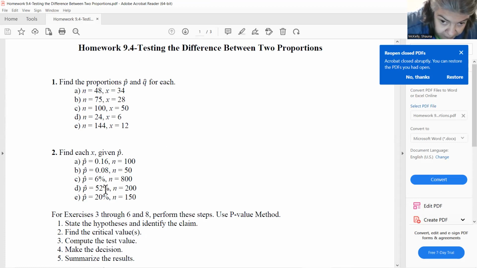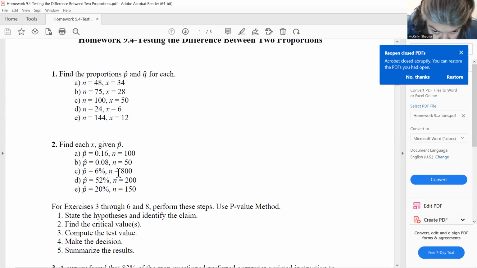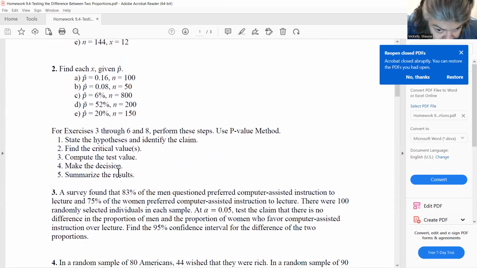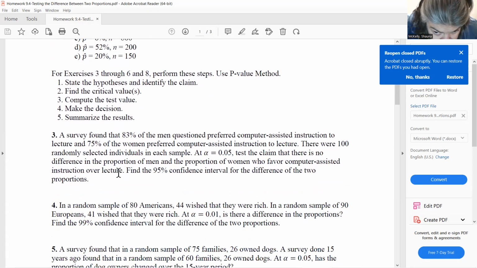Times 800, okay? But that's how you find those. I will show you one of the hypothesis testing questions, or the confidence. Now, let me show you number 3, because some of these have both, so be careful. Let me do something here.